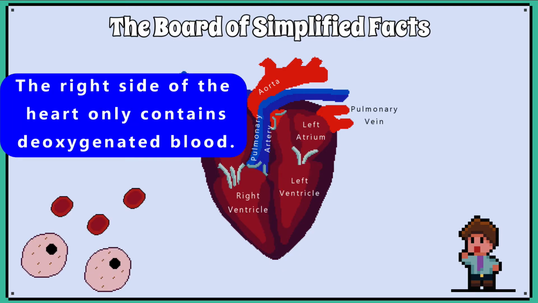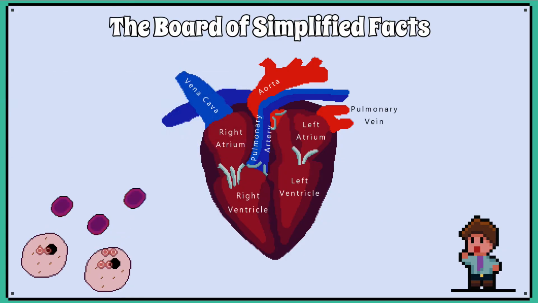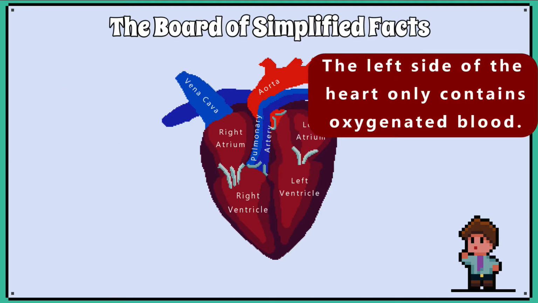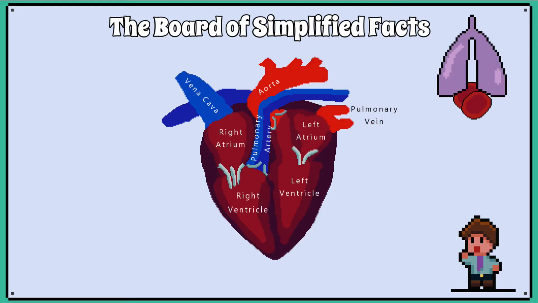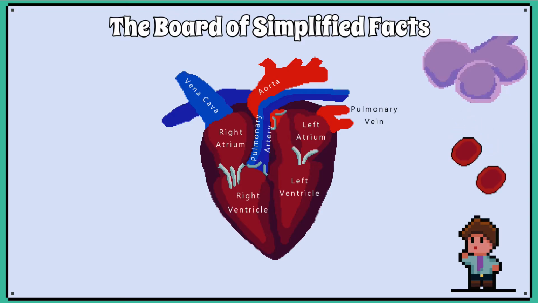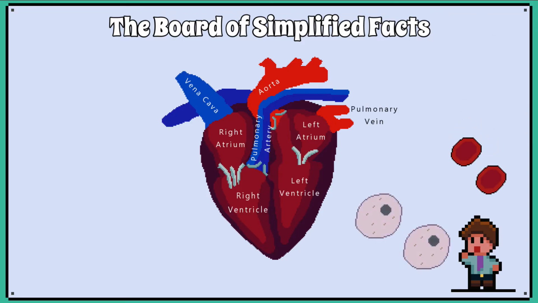The right side only has deoxygenated blood, which contains red blood cells that have dropped off oxygen to cells in the body and now need to pick up more oxygen in the lungs, specifically the alveoli. The left side of the heart only holds oxygenated blood, which is red blood cells that have just come from the lungs, specifically the alveoli, and now need to deliver the oxygen to the cells in our bodies.